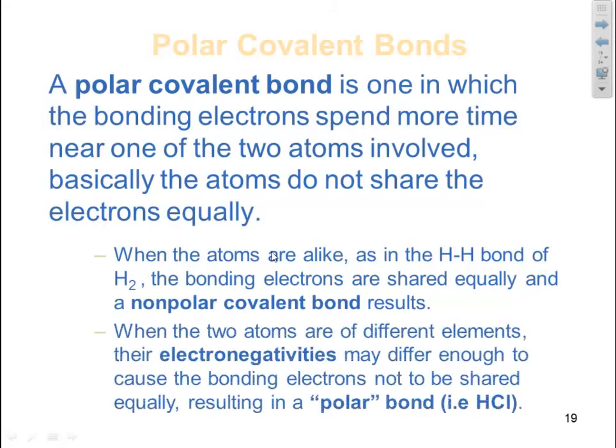When the 2 atoms are different elements, their electronegativities may differ enough to cause the bonding electrons not to be shared equally, resulting in what we refer to as a polar bond. Example, HCl. Chlorine has a higher electronegativity, so it gets a greater share of electrons, so they're not sharing electrons between them in an equal fashion.